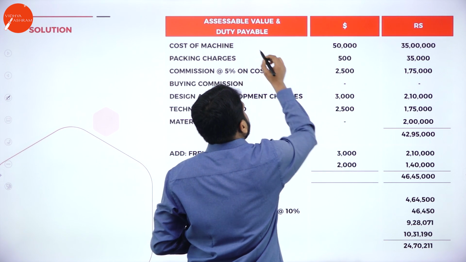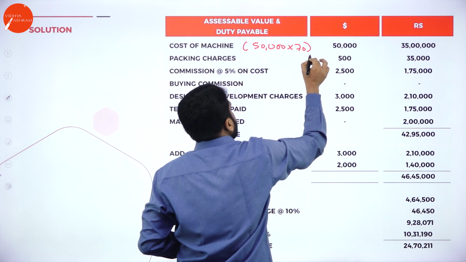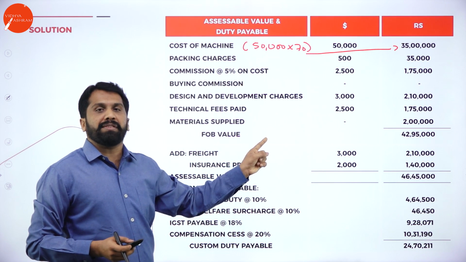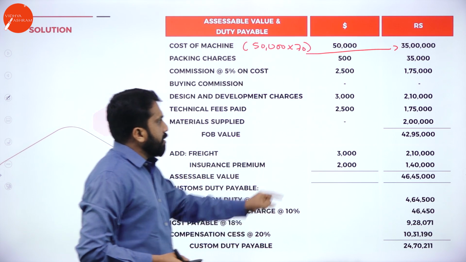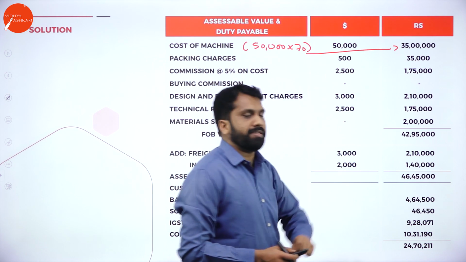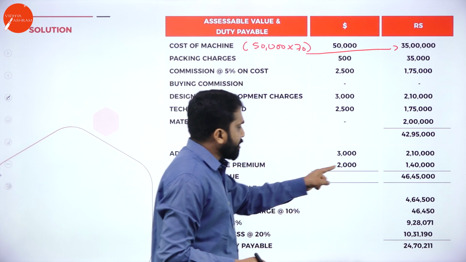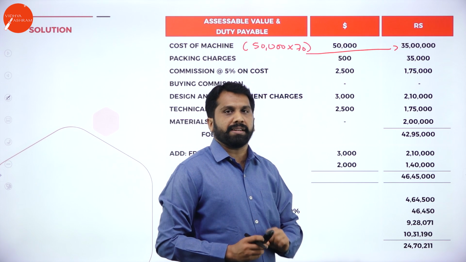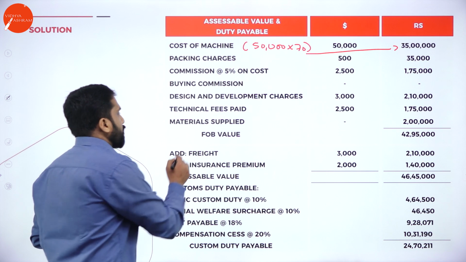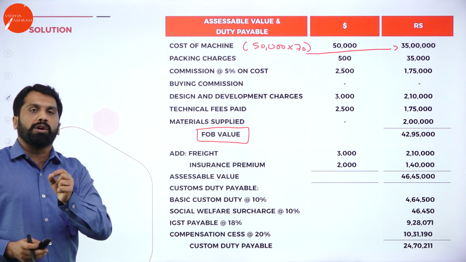Example, it is 50,000. 50,000 multiplied by 70, you will get 35 lakh. Everything you have to multiply with 70. Now, remember, the total of the first column is not important. The total of the second column is important. Whatever you have converted to rupees, that is important. This total is not important. Clear? Yes. Now, if you total everything, what you get, that we call FOB, free on board.